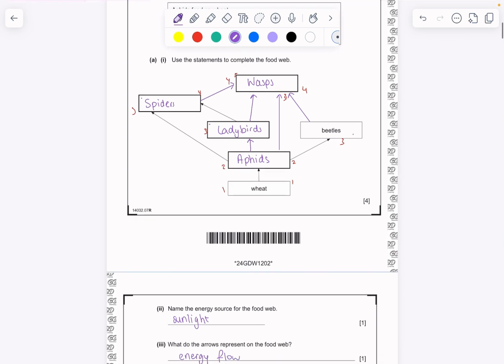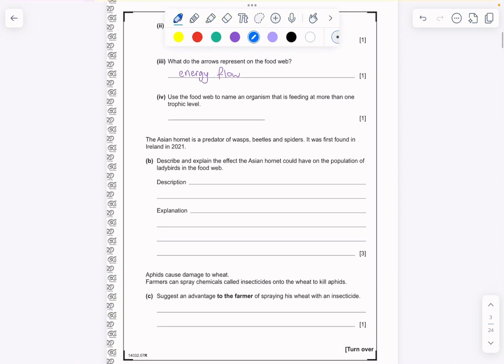So if we look at this here, we're going to see which one has the same trophic level each time. If we look through here, we have spiders and wasps, both feeding at 4 and 3. Okay, so use the food web to name an organism that feeds on more than one trophic level. We could have said spiders or wasps.